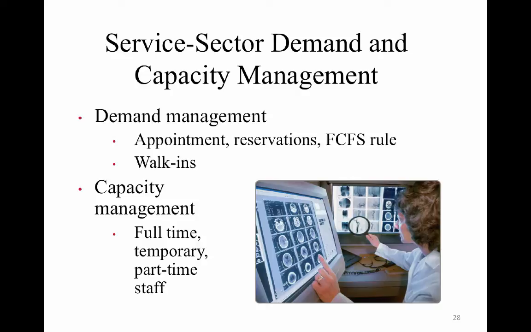Capacity management, on the other hand, looks more at the supply side. Do you have full-time or temporary workers? Can you use overtime? Do you have part-time staff that you can call upon? So again, using temporary workers, part-time, kind of looking at those things.